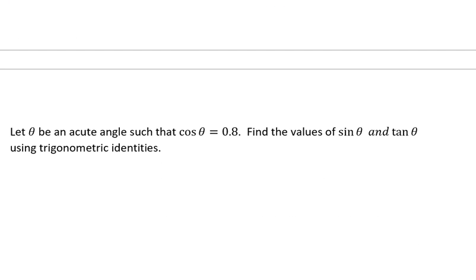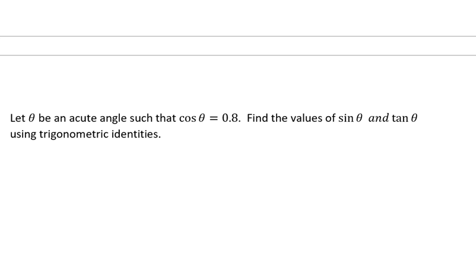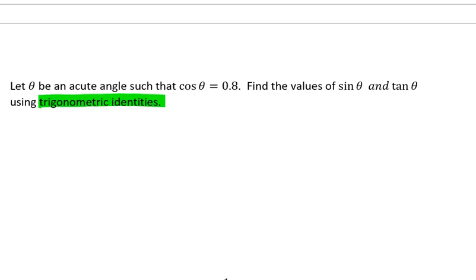So in this first example, let theta be an acute angle such that the cosine of theta equals 0.8, and find the values of sine of theta and tangent of theta using trigonometric identities. Now we know the cosine of theta equals 0.8. So what do we know?